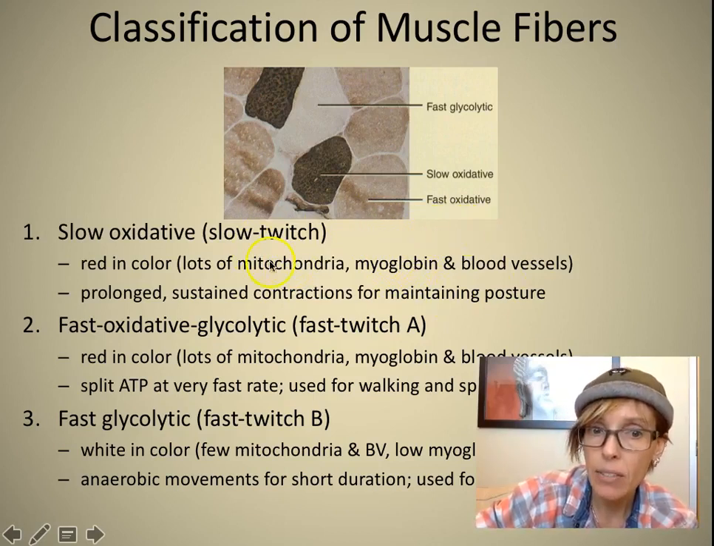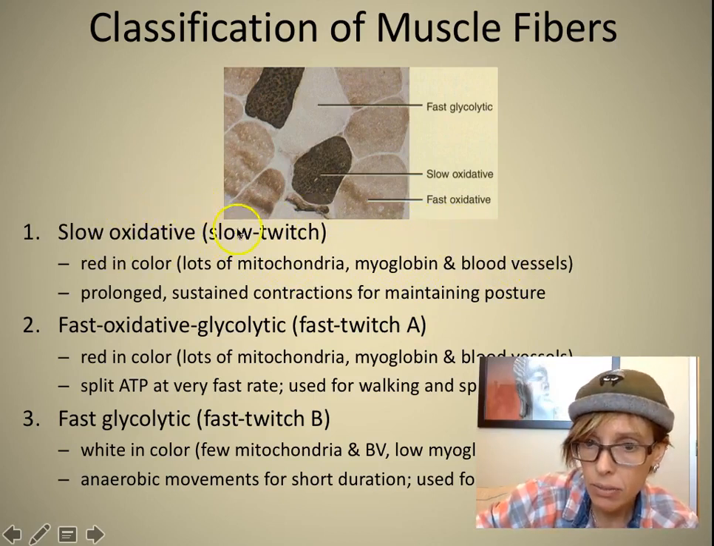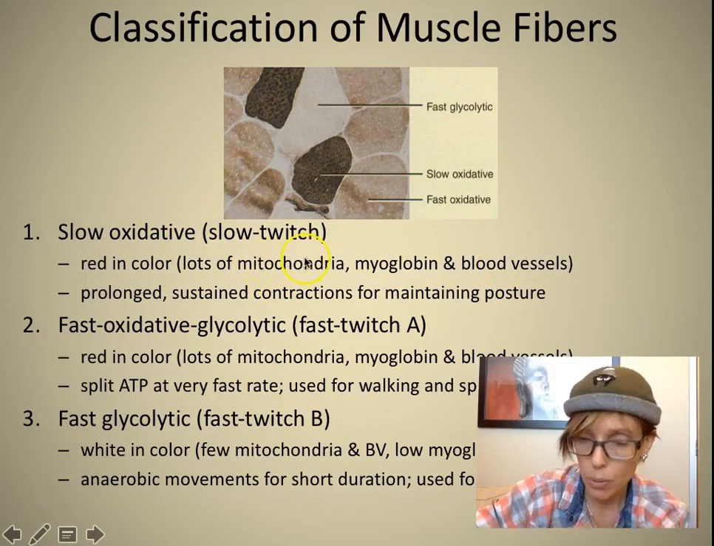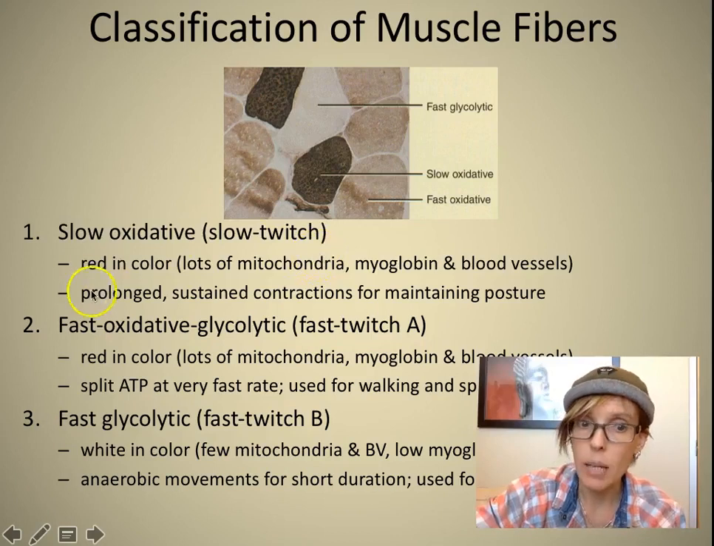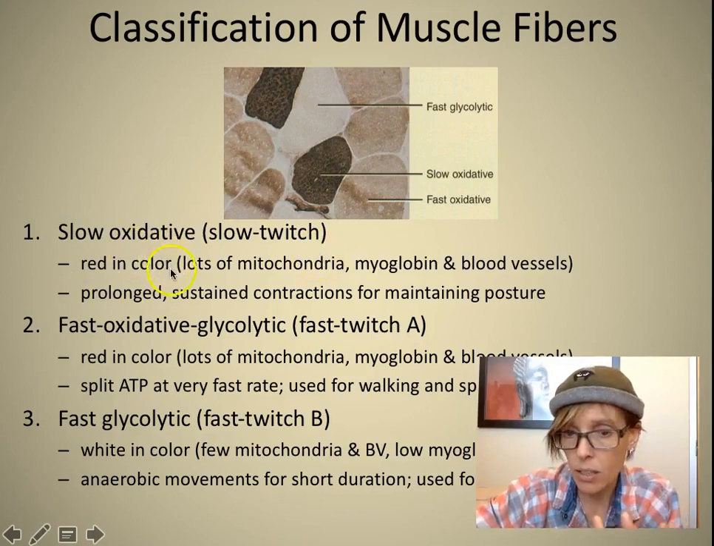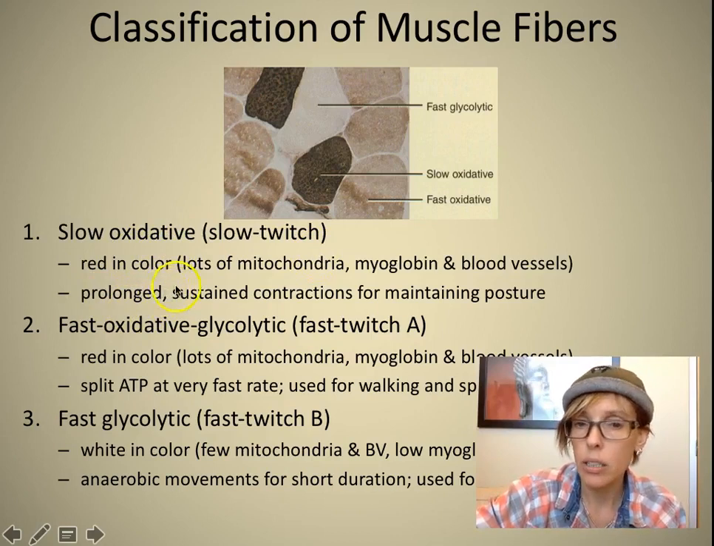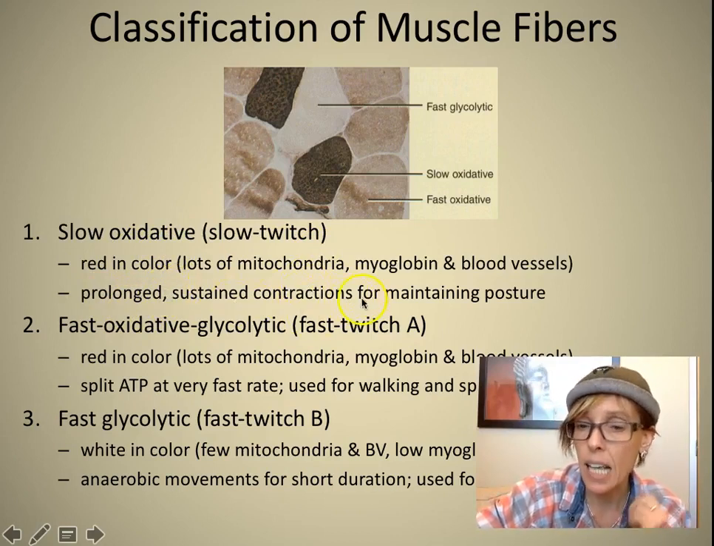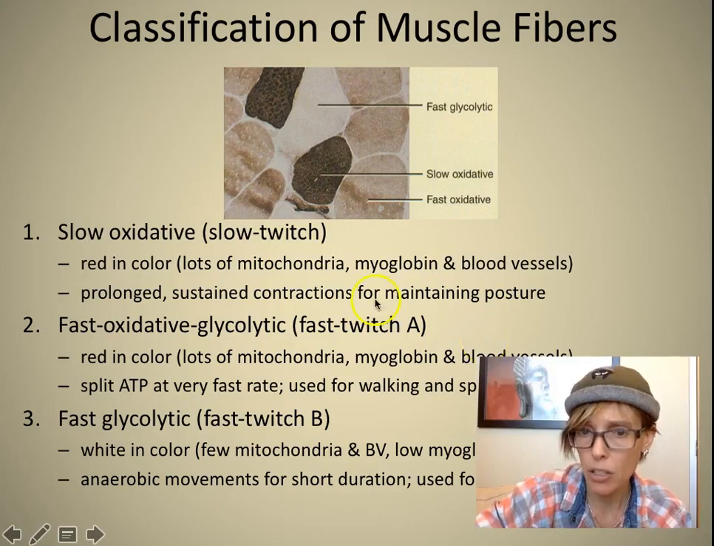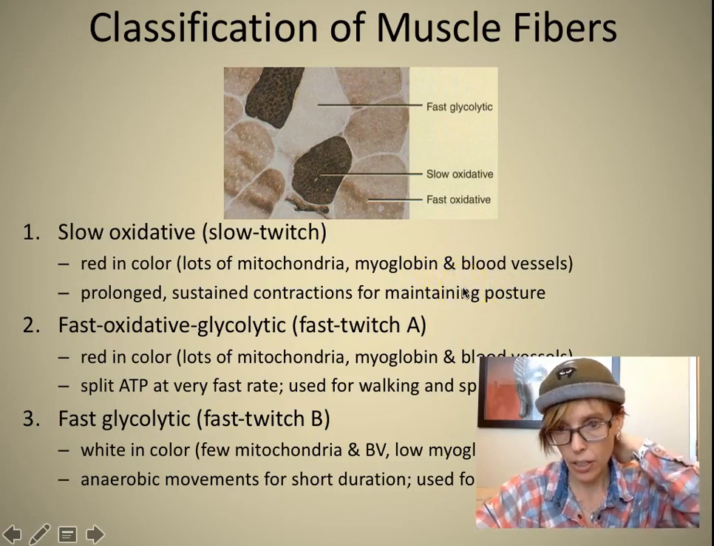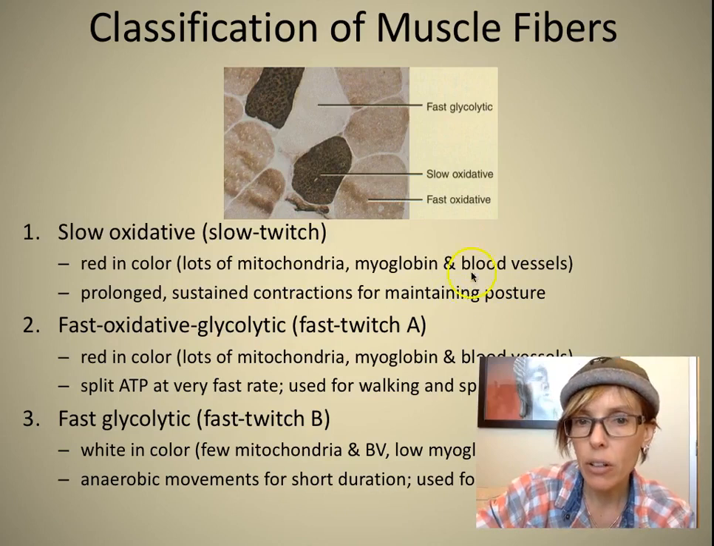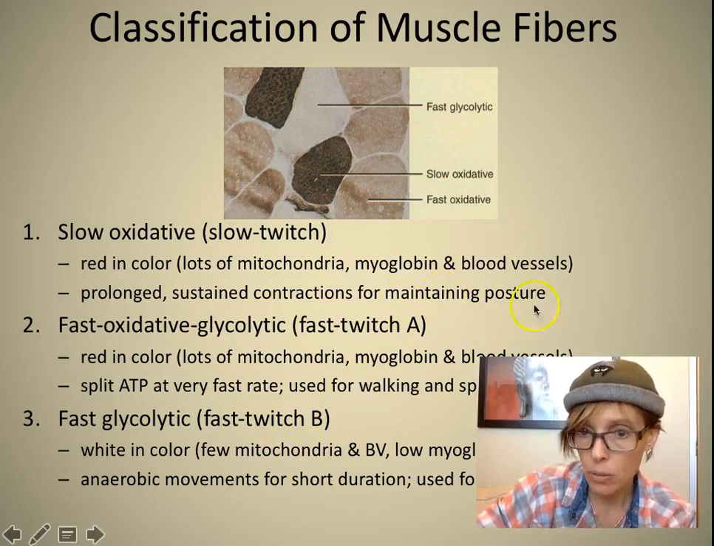So if we're going to have lots of mitochondria, myoglobin, blood vessels, these slow oxidative muscle cells are going to predominantly use aerobic respiration. If we're using aerobic respiration, that means the activity that they're going to specialize in is prolonged, sustained contractions. And an example of that would be to maintain posture. So those muscles whose main function is to help you maintain your posture, like the ones here in your back, will have a large amount of these slow oxidative fibers.